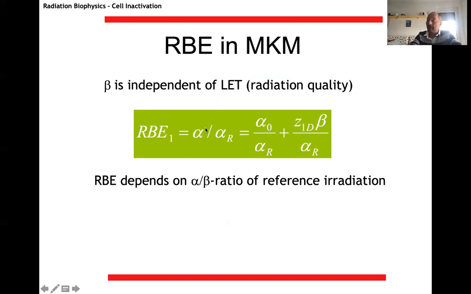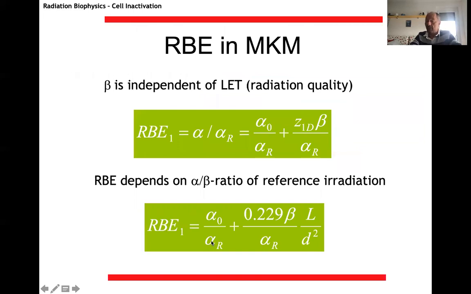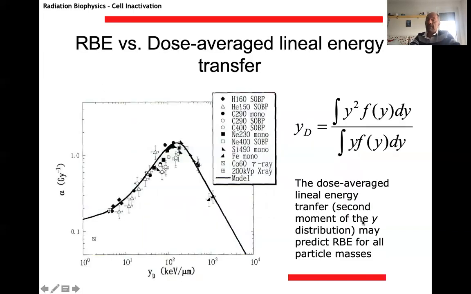The ratio of the alpha of the two depends on the alpha-beta ratio of the reference radiation. You see, it can also be written in this way, where L is the LET and D is the size of the nucleus. So you see at the end you need beta, you need the alpha values, you need the LET, and you need the size of the nucleus, which is relatively simple. So it's a relatively simple formula for the LET. The microdosimetric kinetic model is used a lot in particle therapy, in heavy ion therapy, especially in Japan, where it is used very much.